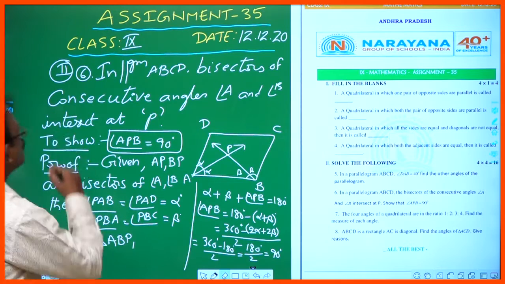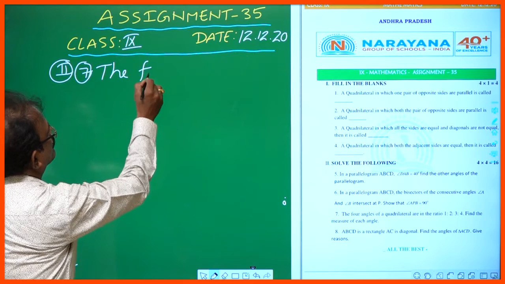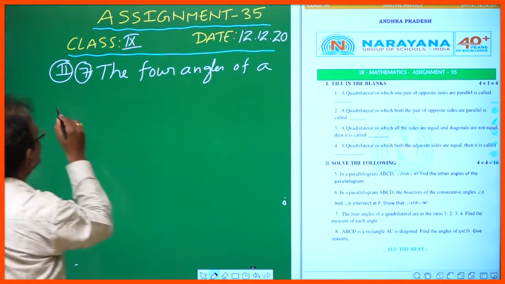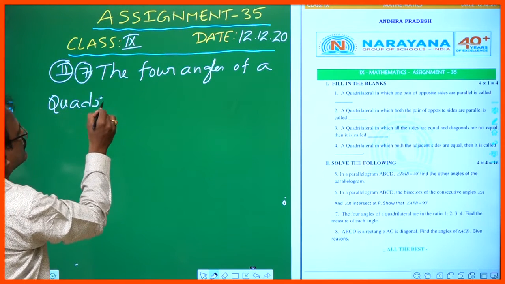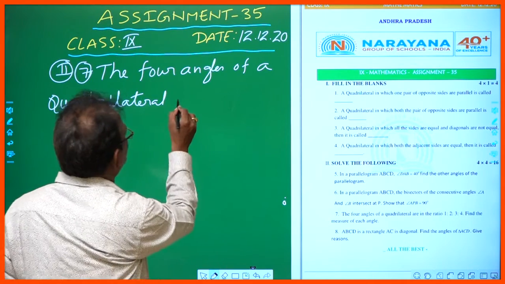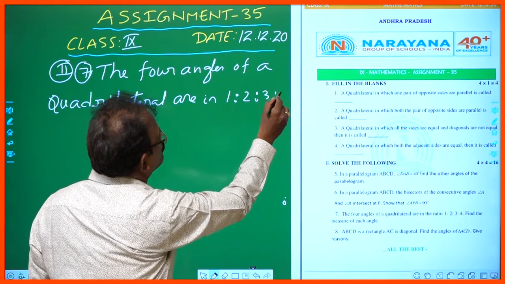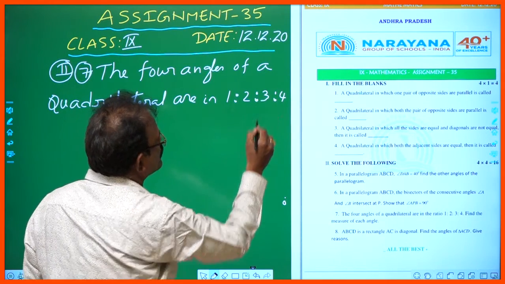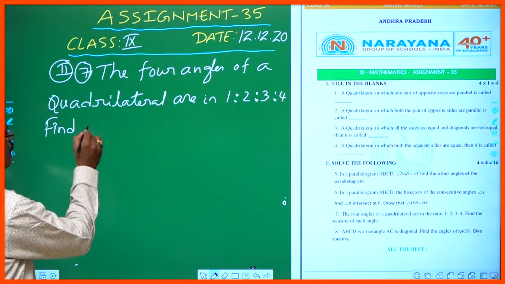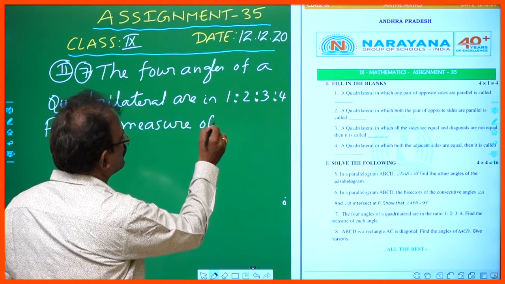So our next question, question number 7. The 4 angles of a quadrilateral are in the ratio 1:2:3:4. Find the measure of each angle.